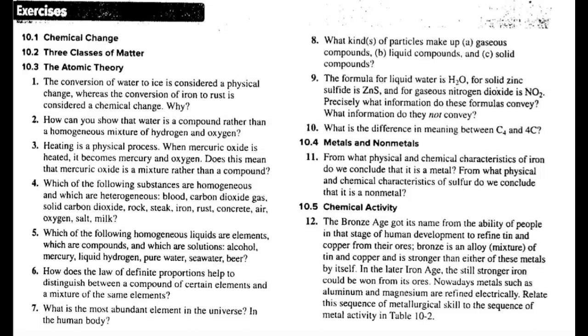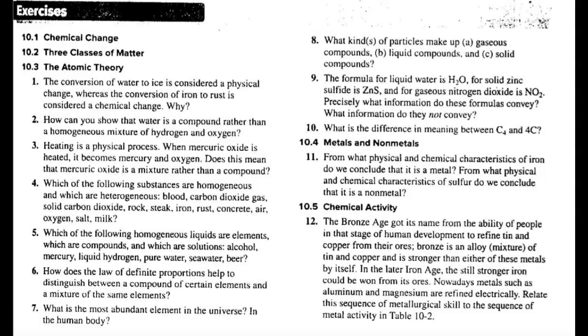Number 4, which of the following substances are homogeneous and which are heterogeneous? The substances are blood, carbon dioxide gas, solid carbon dioxide, rock, steak, iron, rust, concrete, air, oxygen, salt, and milk. So you can just write the answer to these. You write homogeneous, heterogeneous, and you list underneath each.